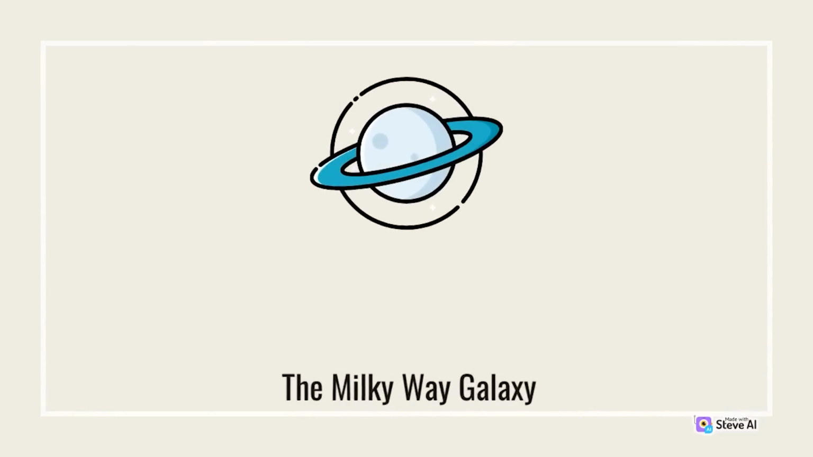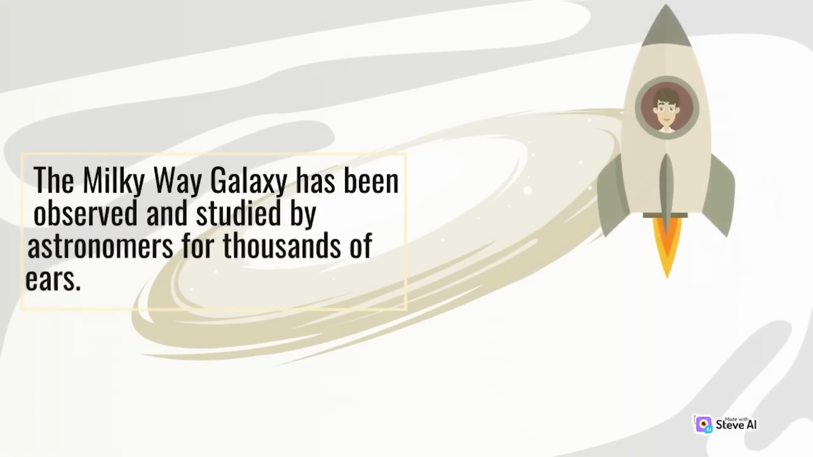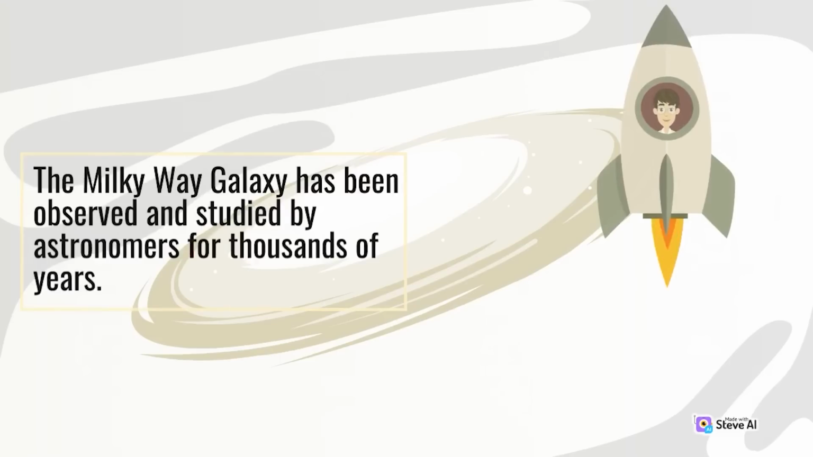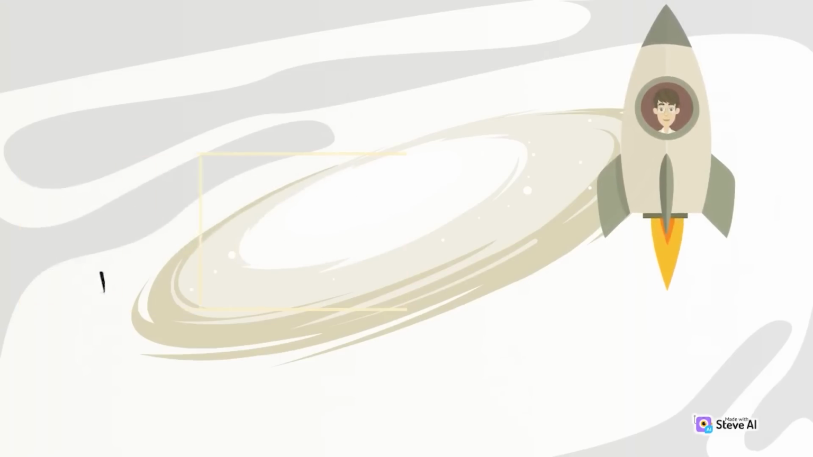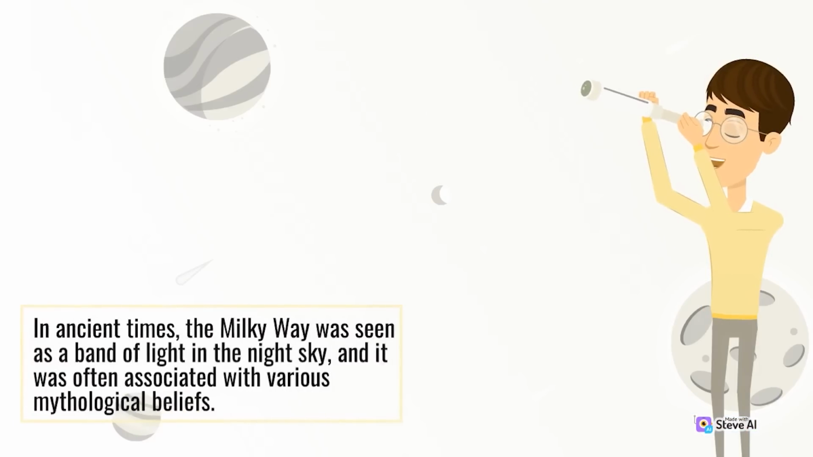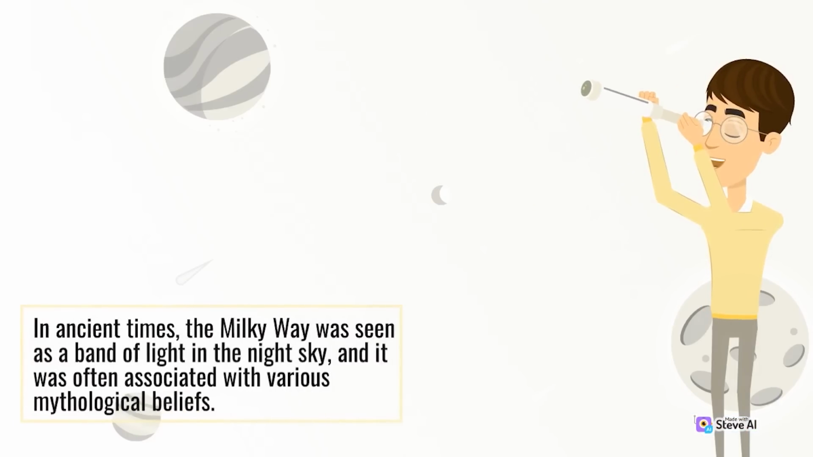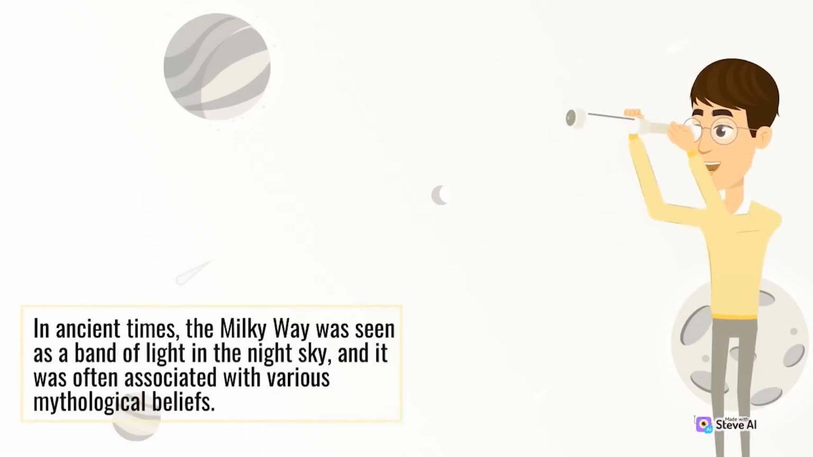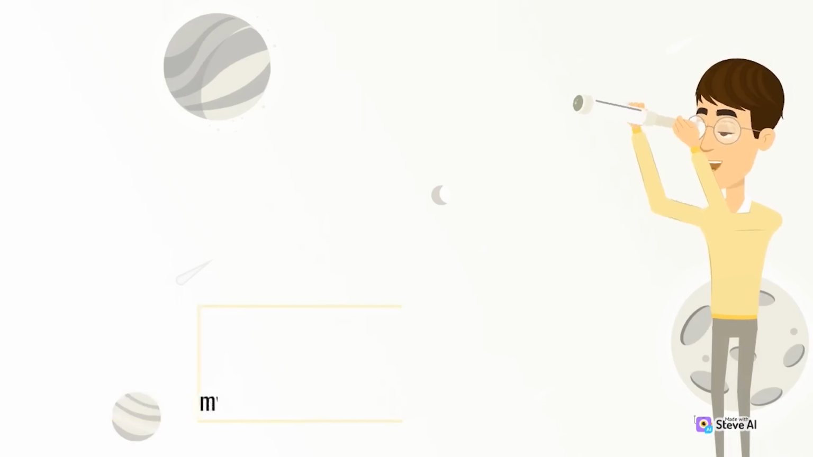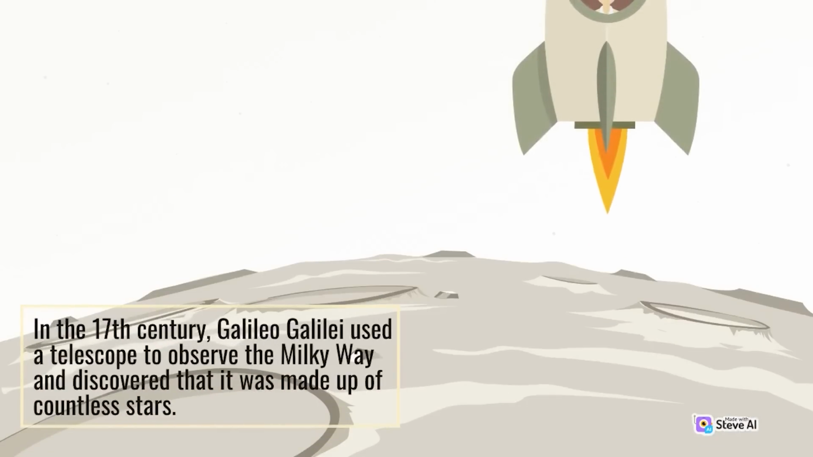The Milky Way Galaxy. The Milky Way Galaxy has been observed and studied by astronomers for thousands of years. In ancient times, the Milky Way was seen as a band of light in the night sky, and it was often associated with various mythological beliefs. In the 17th century, Galileo Galilei used a telescope to observe the Milky Way and discovered that it was made up of countless stars.